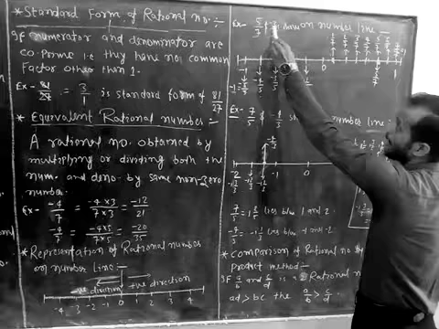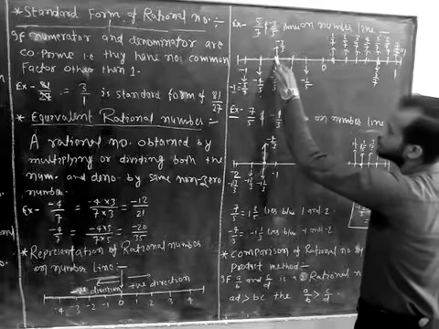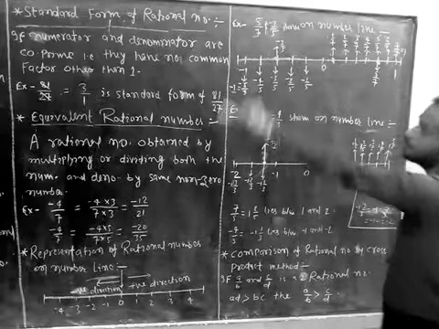But we saw minus 3: 1, 2, 3. And this point is minus 3 by 5.